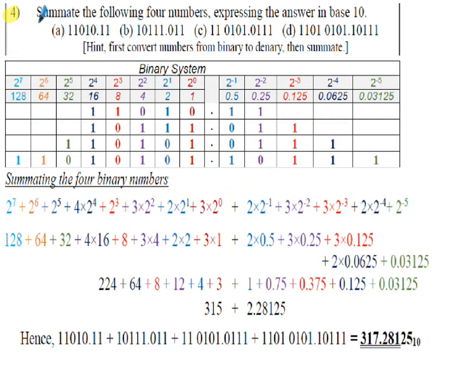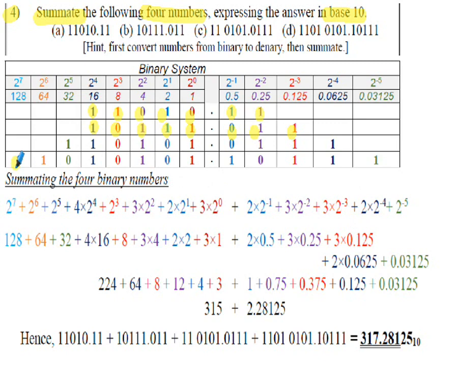Question 4. We're asked to summate the following 4 binary numbers and express the answer in base 10. So from the question, the first number given, labelled A, is 11010.11, and the second number labelled B is 10111.011. I'll let you look at numbers C and D in the column heading format. We're basically then going to add up the totals in each of the columns and multiply by the column heading.